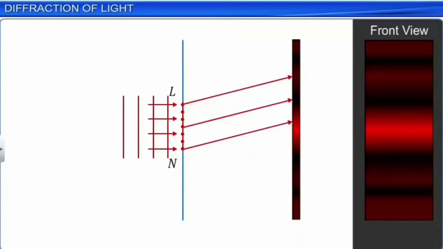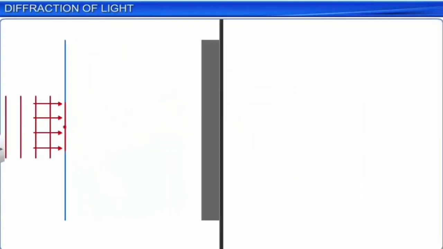Since the screen is kept at a large distance, the rays coming from the slit onto the screen can be assumed to be parallel to each other. Let us consider a diffracted beam of light moving towards a point P on the screen. For the slit of width a, suppose this diffracted beam makes an angle theta with the straight direction. That means the angle of diffraction here is theta.